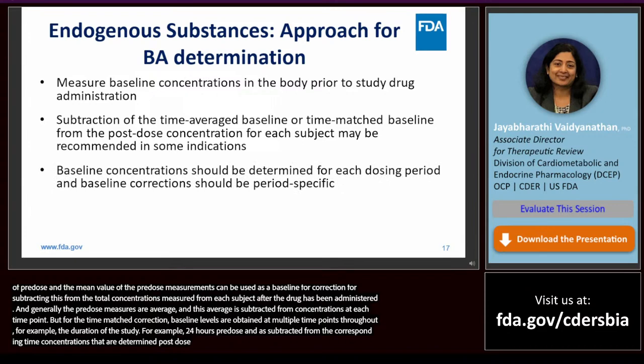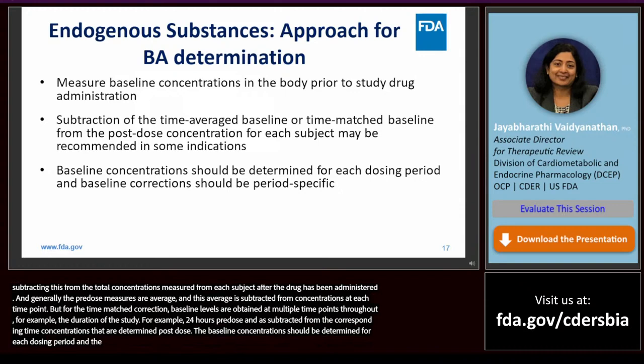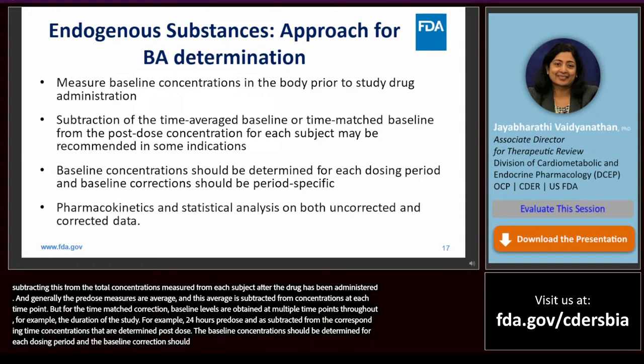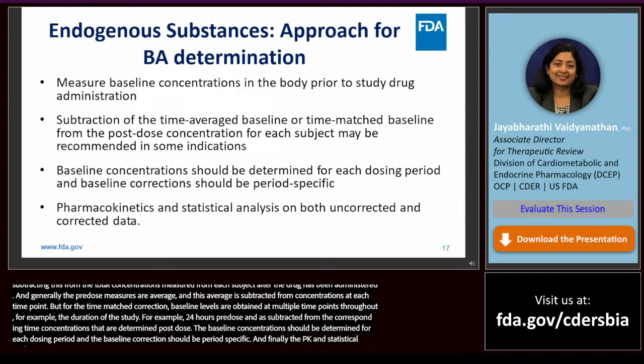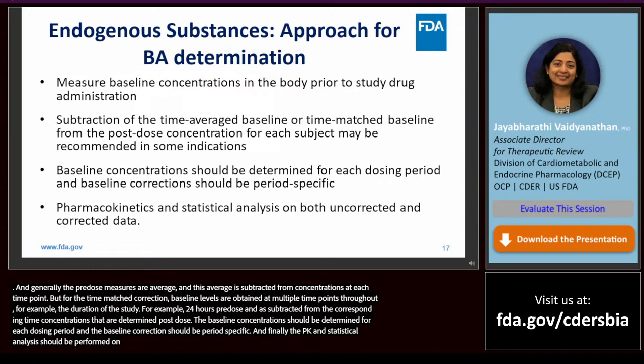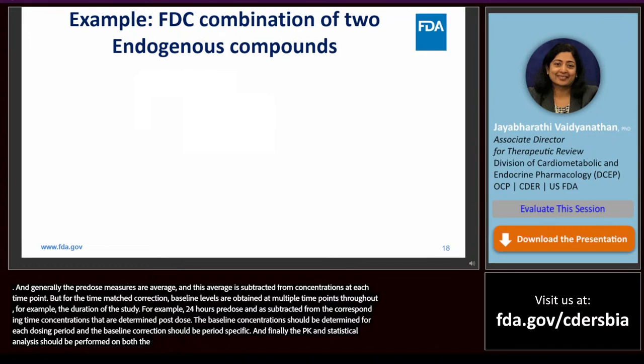The baseline concentrations should be determined for each dosing period, and the baseline corrections should be period specific. And finally, the PK and statistical analyses should be performed on both the uncorrected and the corrected data. Let's see an example of a drug product containing two endogenous compounds.